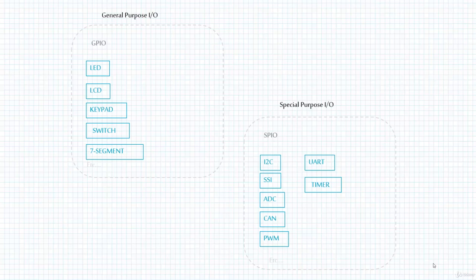So we're going to find on our microcontroller the same pin being configured as either a GPIO or a special purpose IO, and we would have to tell the microcontroller that we want to use this pin for a special purpose, or we want to use it for its normal general purpose.